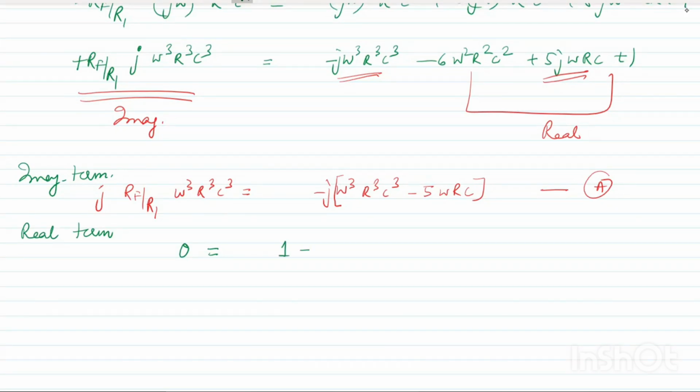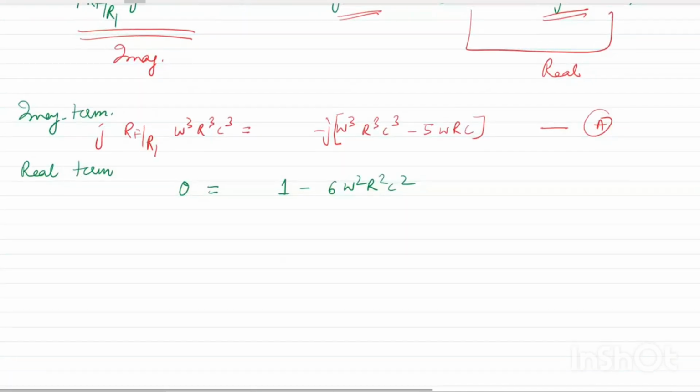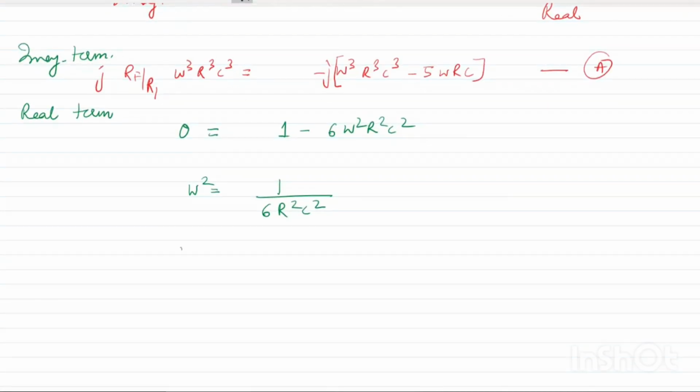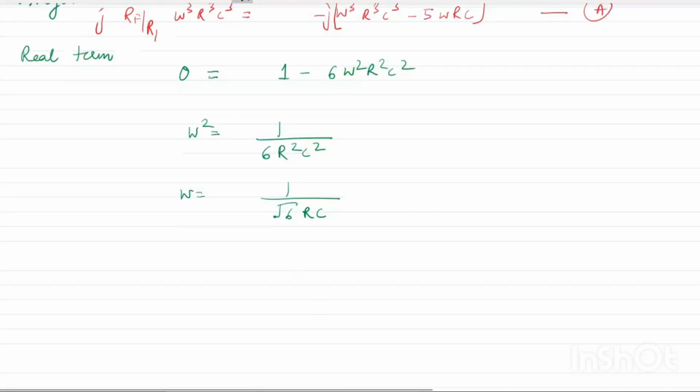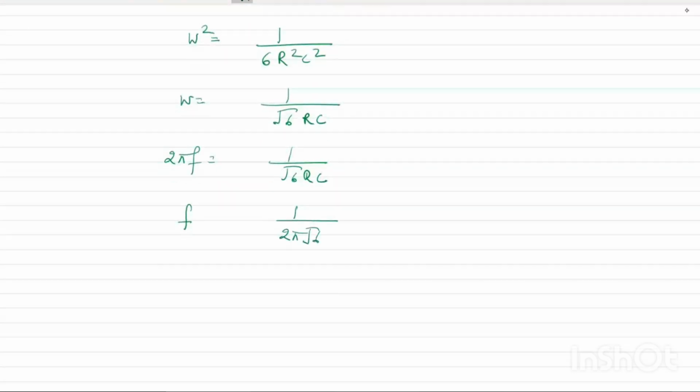Yes, but ma'am, in the right hand side it is 6 omega square R square C square. Right? In the right hand side it is 1 minus 6 omega square R square C square. And from this, can I write what is my omega square? Omega square is 1 upon 6 R square C square. Right? Then what is omega? My omega is 1 by root 6 RC. Then what is 2 pi f? Omega is 2 pi f, 1 by root 6 RC. And then what is f? f is nothing but 1 by 2 pi root 6 RC.